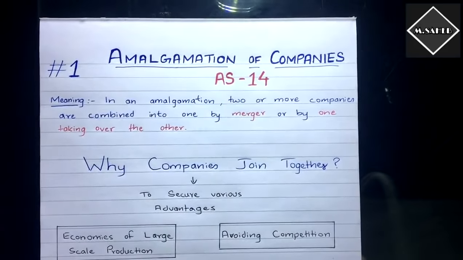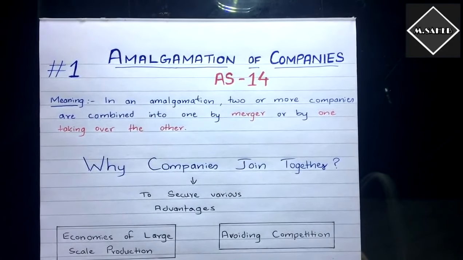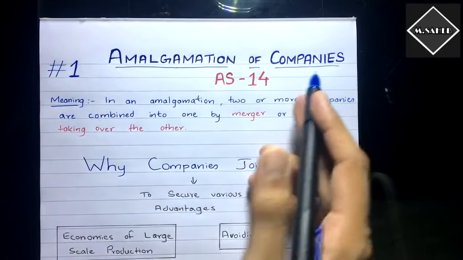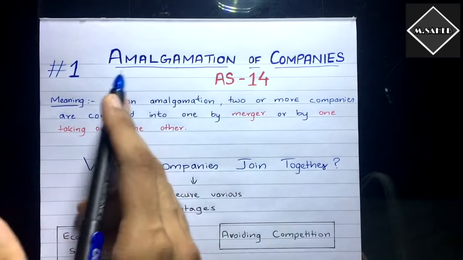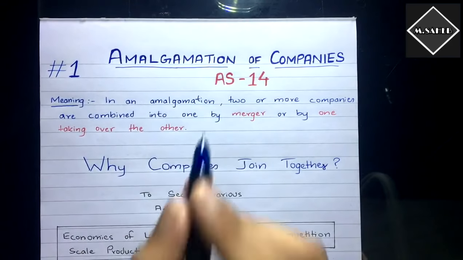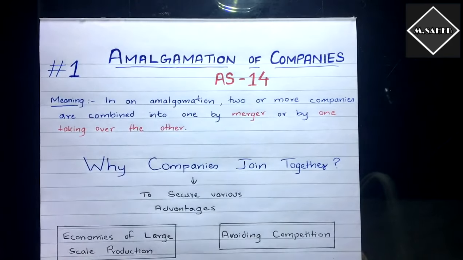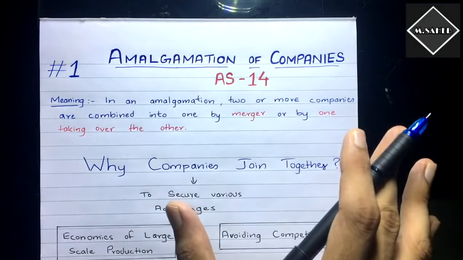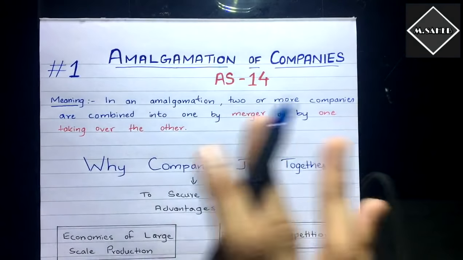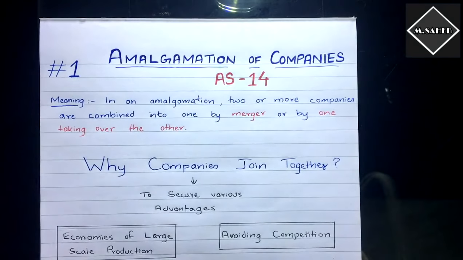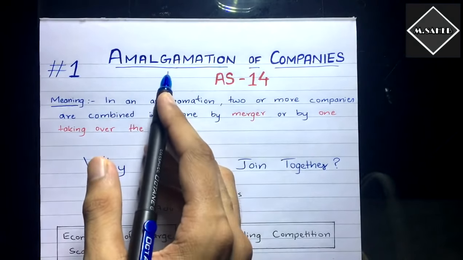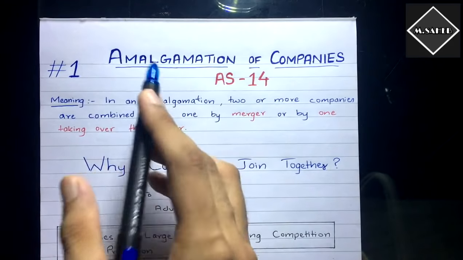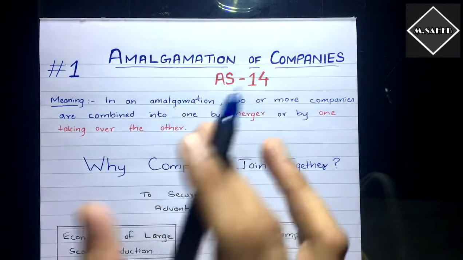Hi everyone, in this video we are going to start this new chapter of company accounts, that is amalgamation of companies. Now this chapter, amalgamation, is considered to be the most complicated chapter by the students. So what most of the students try to do is skip this chapter altogether. They don't study amalgamation at all because they feel it is most difficult and it's better to leave this chapter. And they think they will be able to leave the amalgamation problem, the small problem as well as the big problem, in option in the exam.